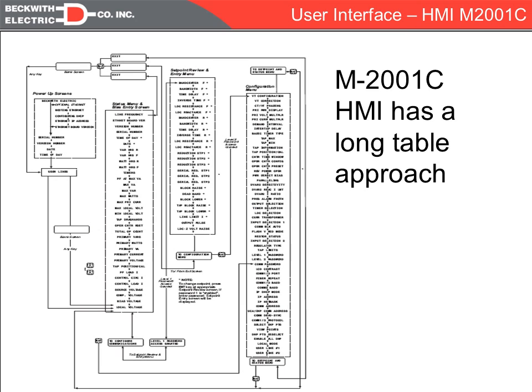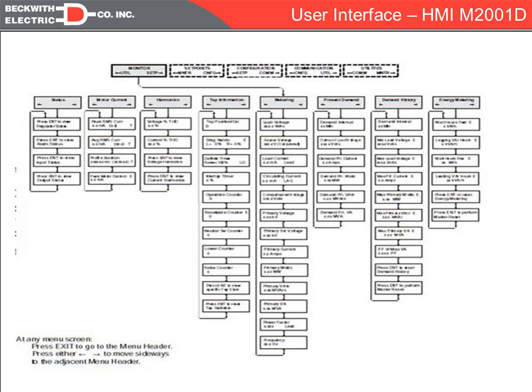So our HMI in the C used to be one long table basically. The advantage of that was if you didn't know where a piece of data was, if you kept hitting the up or down button, sooner or later you would get to it. The disadvantage is if you knew where it was, you could hit a lot more buttons than needed, and it could take longer to get to that point. So with the D, we have now broken it into menus.